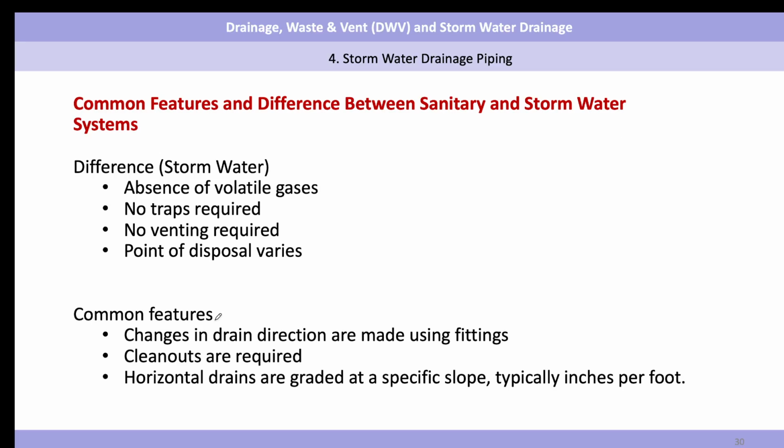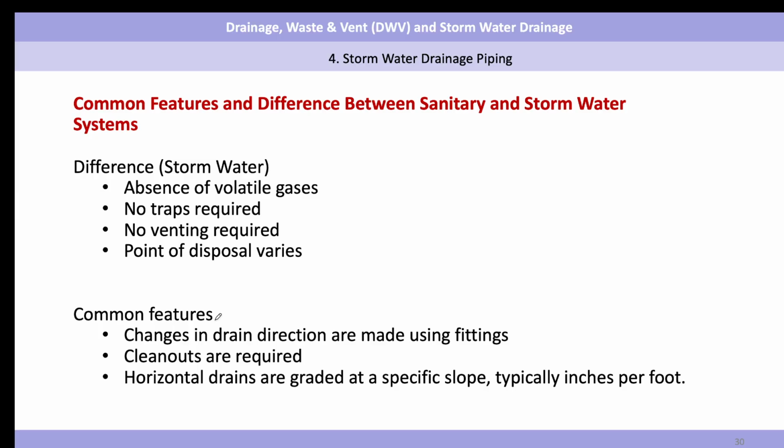Common features and differences between sanitary and stormwater systems. For plumbing fixtures in the sanitary system, we have to make sure we have traps, steel traps. We have to consider vent pipes, and also the point of disposal is different between the sanitary drainage from plumbing fixtures and the stormwater. Also, stormwater has an absence of volatile gases.